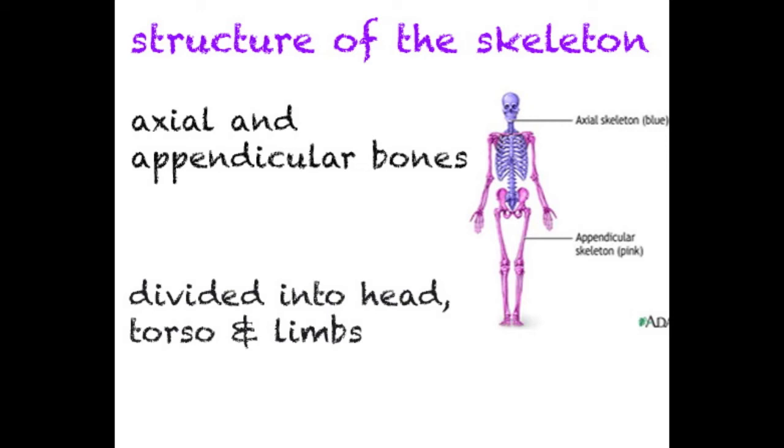It's also divided into the head, the torso, and the limbs. The head includes the jaw and the skull. The torso includes the rib cage, shoulder blades, and the spine, and the limbs include the arms, legs, the pelvis bones, the fingers, and the toes.